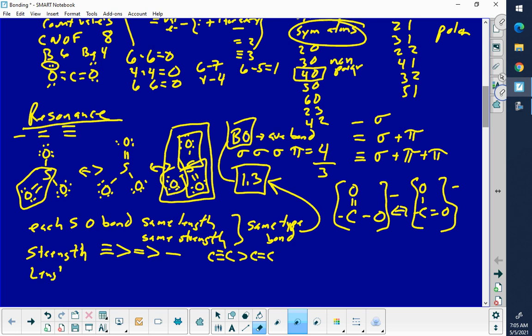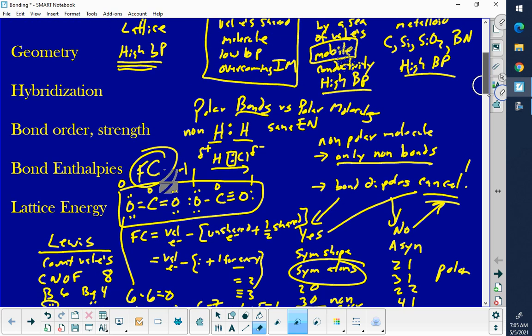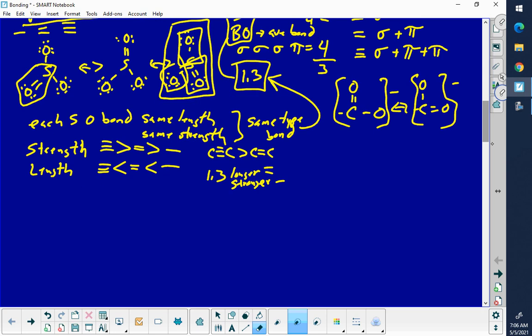Length, same thing, it's just the opposite. A triple bond is shorter than a double bond is shorter than a single bond. So my 1.3 bond is what? It's longer than a double, but shorter than a single, and it's stronger than a single, but weaker than a double. Okay, so I think that takes care of resonance and bond order and bond strength. And now let's talk about geometry.